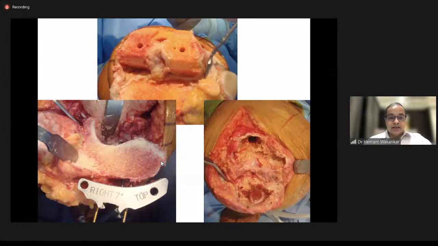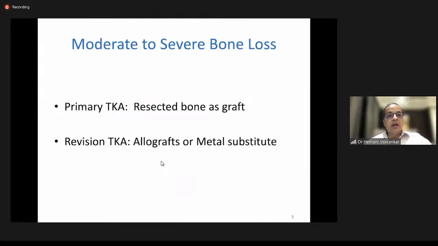Let's consider what are the things you can do in such scenarios. In primary knee, you have the advantage that you have a lot of resected bone available to you that you can use as a graft. In revisions, you obviously have to look at your options of either procuring allografts if you don't have those available in your institute, or using some metal substitutes. I'll discuss those later on.